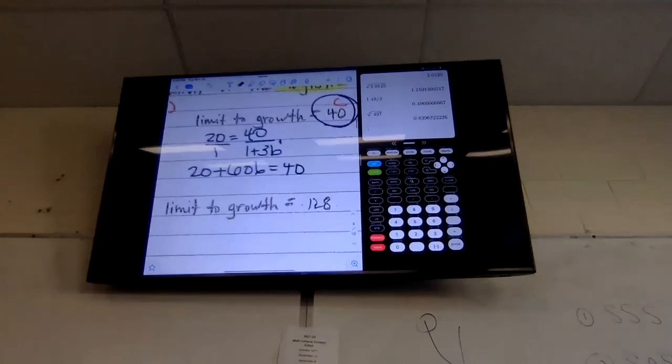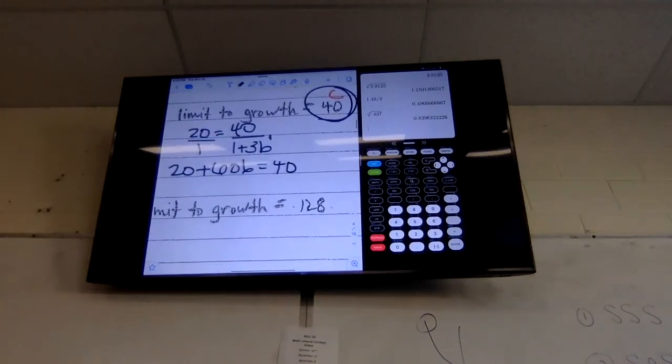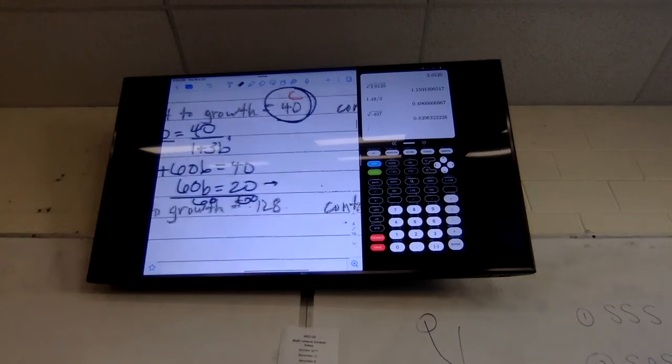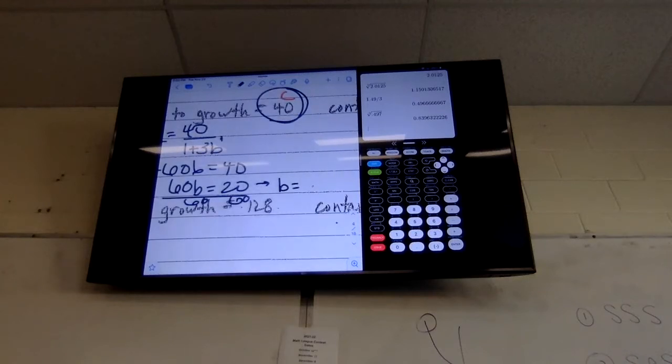Good question. Minus 20 from both sides, so I get 60B equals 20. And then I divide by 60. While we're all tempted to go to our calculators, I want you to just think of it as a fraction. So 20 and 60 both have a 0 that cross out, and then 2 and 6 have a common factor of 2. So it comes down to be B equals 1/3.